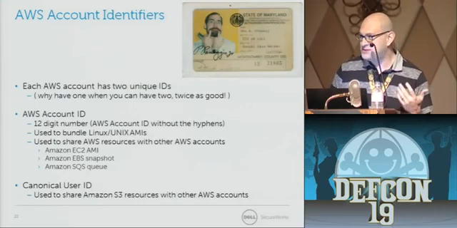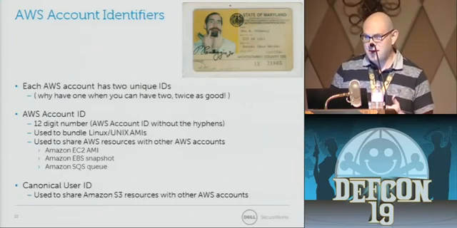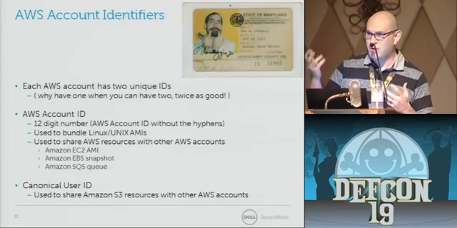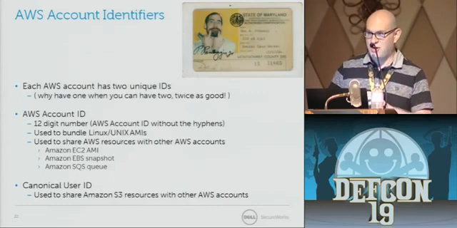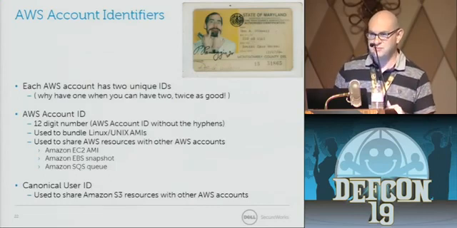Account identifiers: there's two account identifiers. There's a canonical one, which you use for certain APIs, and there's just another ID that you use for other APIs. It's not really a secret, but it's a long string of digits that you could inadvertently expose in your images as well.